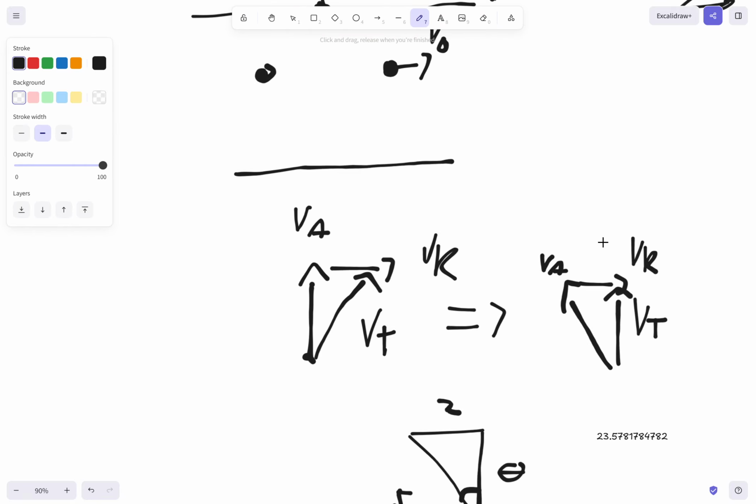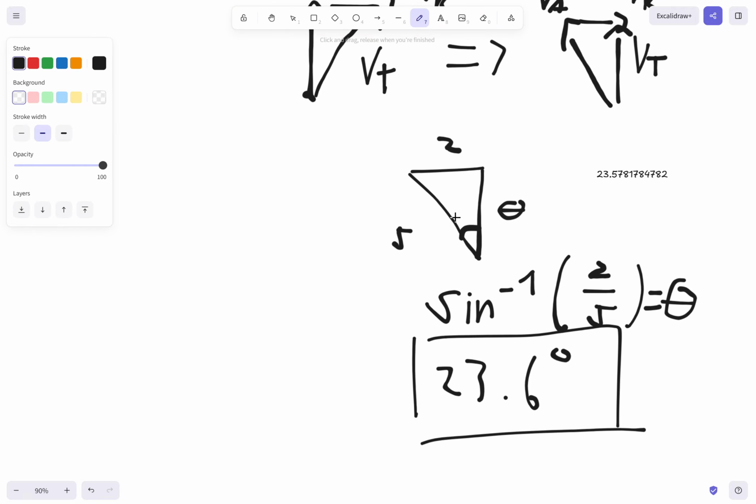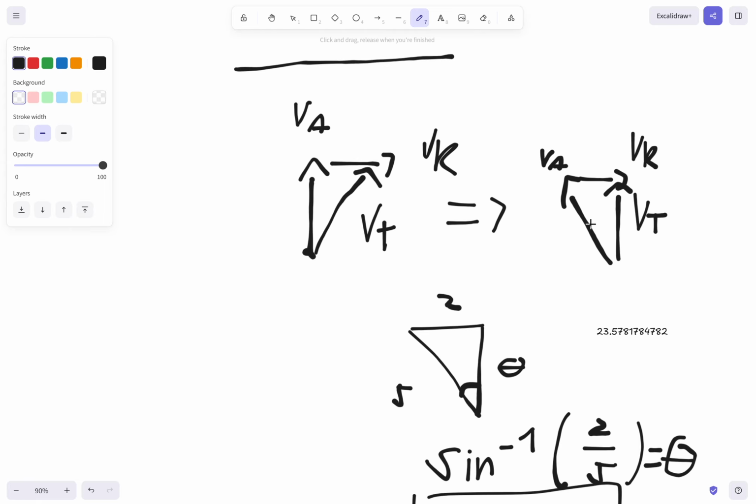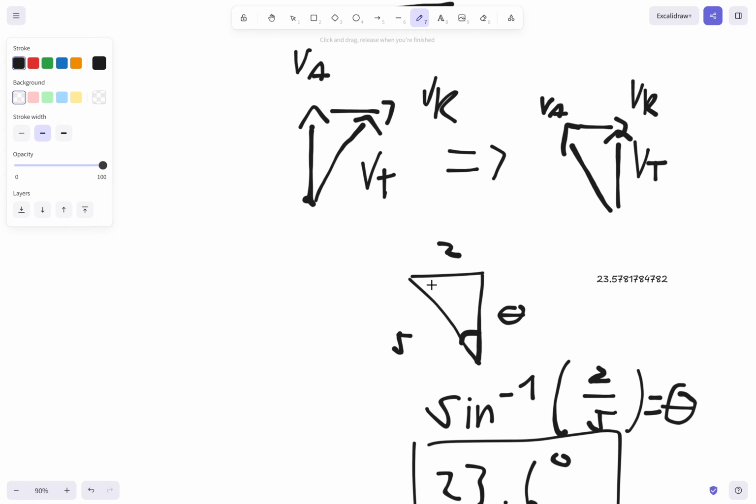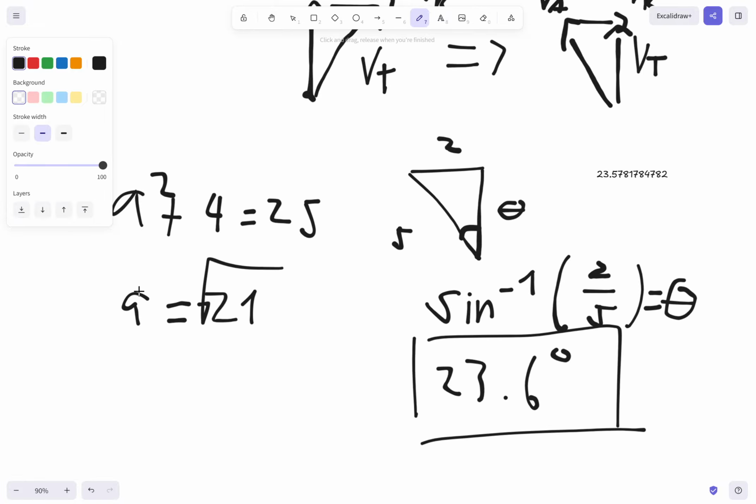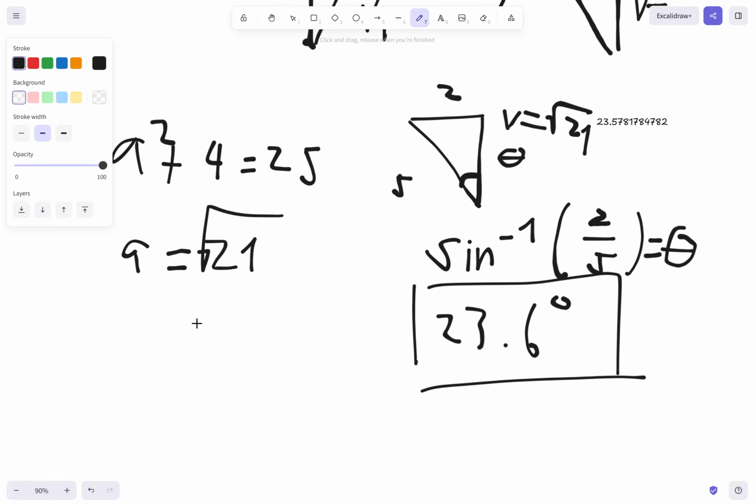Okay, so 8 seconds is here. Then what if we did this? We need to find this component. So what is that? Just Pythagorean theorem, right? A squared plus 4 equals 25. A equals square root of 21. So that's going to be this component, v equals square root of 21.